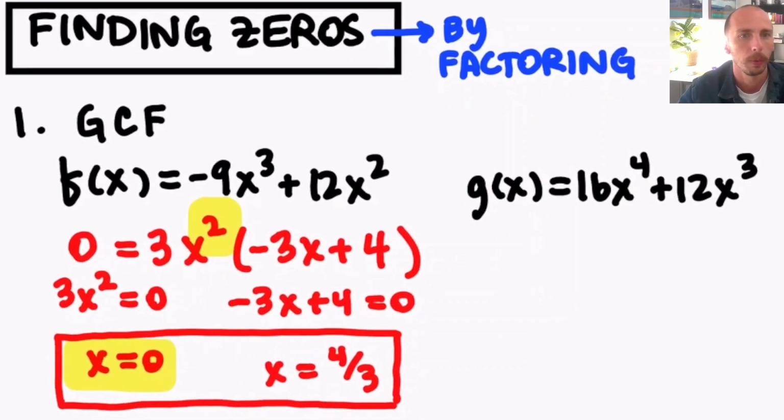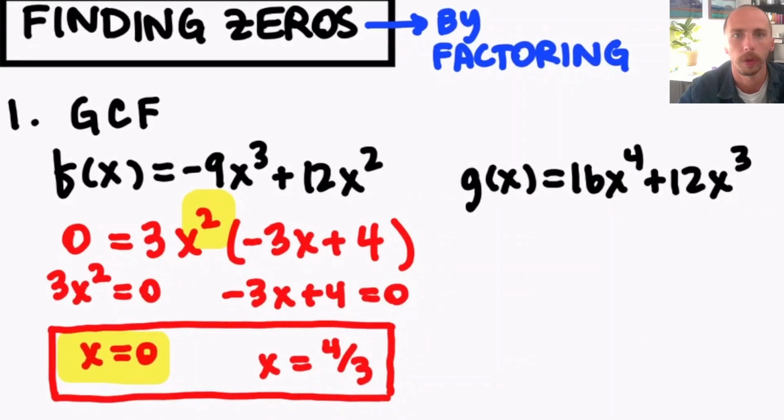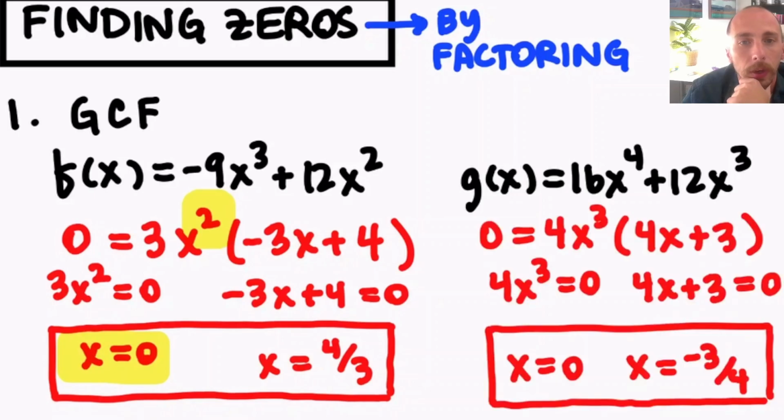Okay, so now what I would like for you to do is try the one on the right. Do g of x on your own, factor out the greatest common factor, find the zeros by factoring, and check your work against mine, because I'm going to bring it up here in a couple seconds. All right, there you have it.